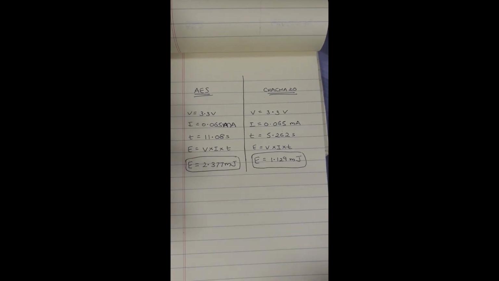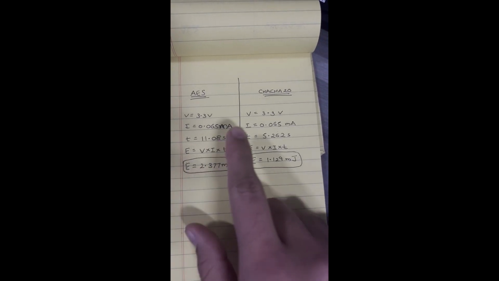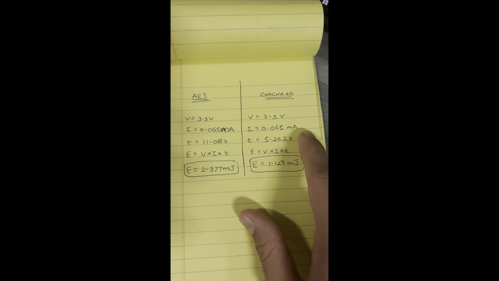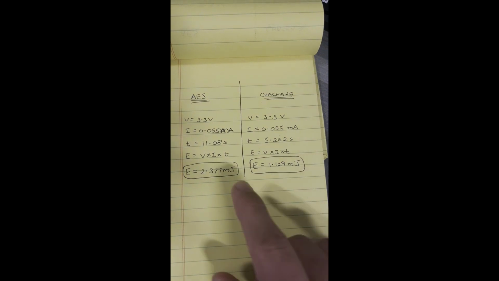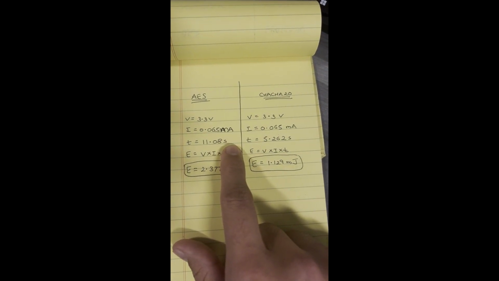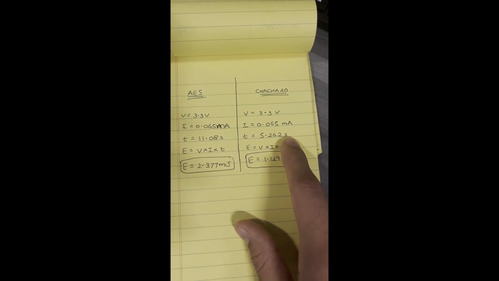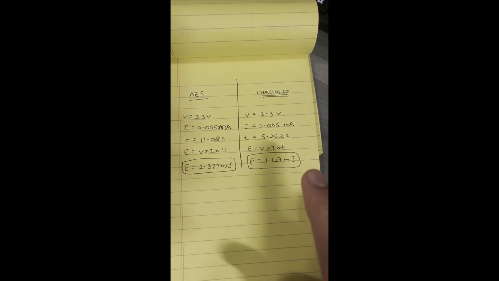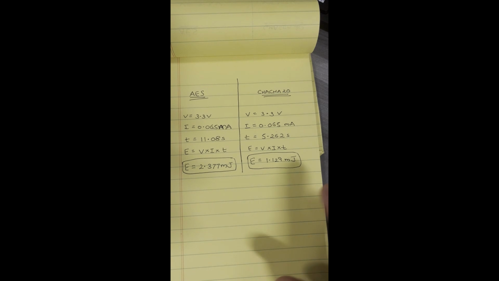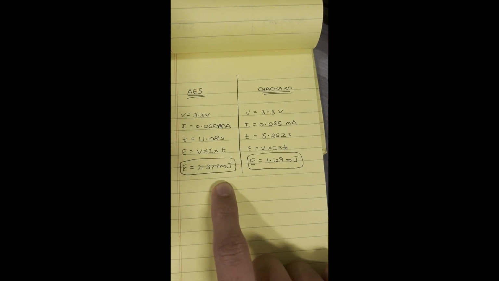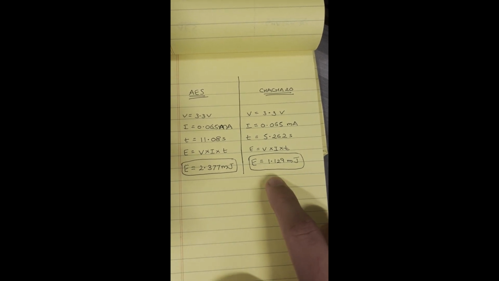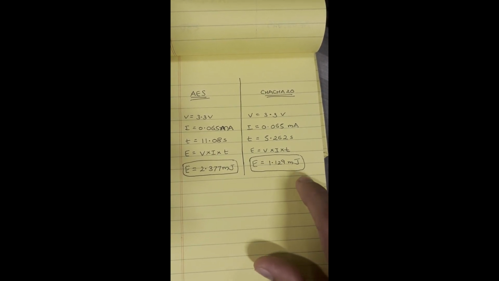So the energy consumption of each program would be as follows. The supply voltage is 3.3 volts, the current is 0.065 milliamps as we measured, and the time taken for AES is roughly 11 seconds, and for Chacha20 it's 5.262 seconds. Since energy is voltage times current times the time taken, the energy required for AES would be 2.377 millijoules, and Chacha20 would be 1.129 millijoules.